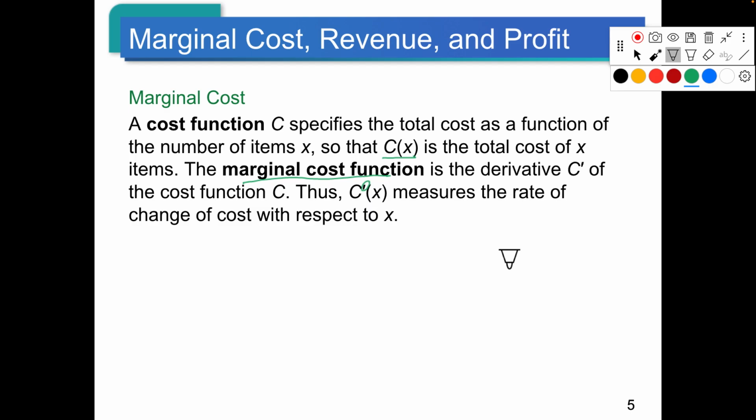So in our first example, we did, say, C of 50. And what did that represent? The cost to produce 50 items. Total cost to produce 50.